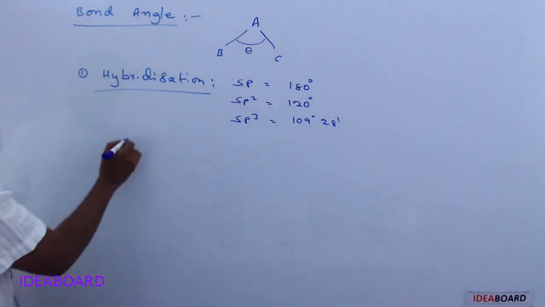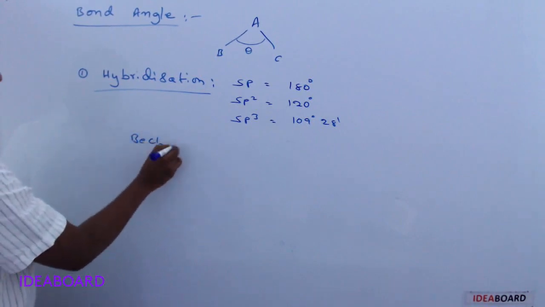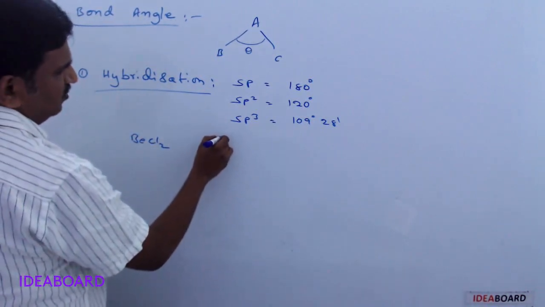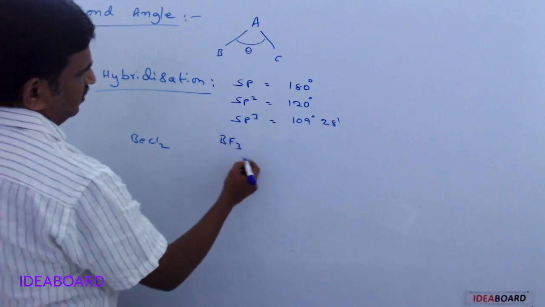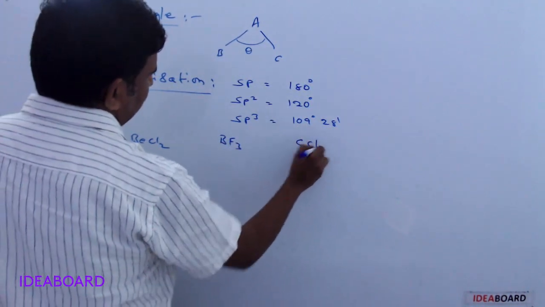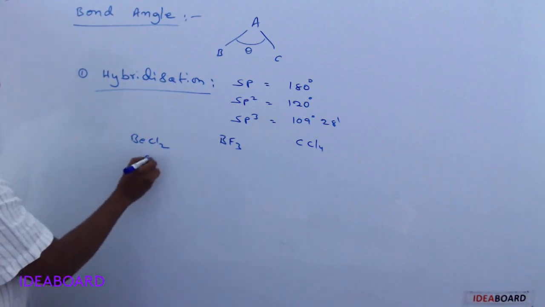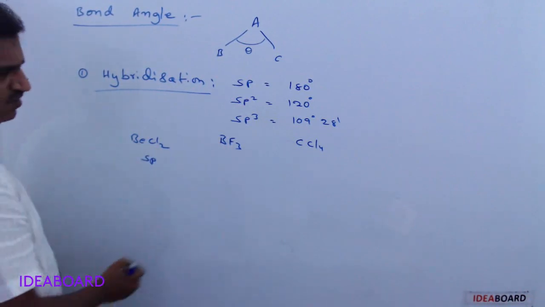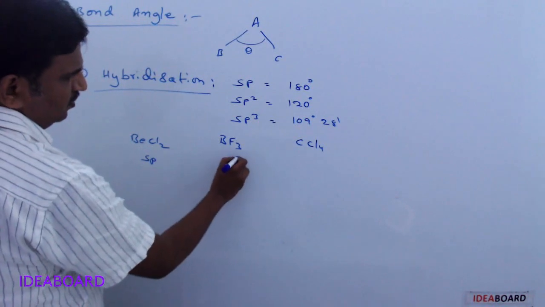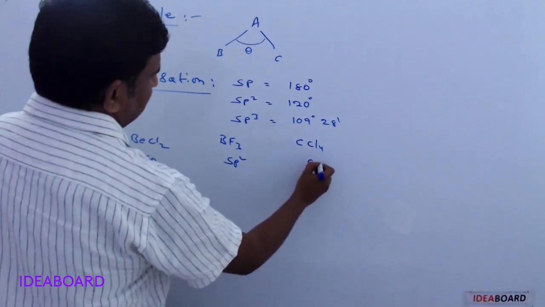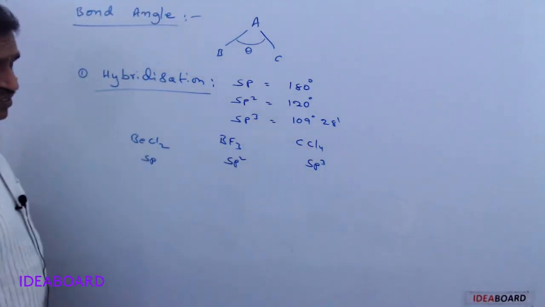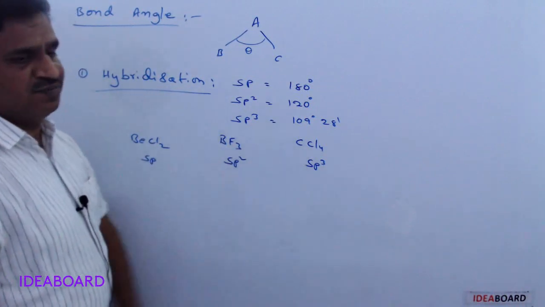For example, I have BeCl2, I have BF3, and I have CCl4. In these molecules, if we see, beryllium chloride undergoes sp hybridization, this one undergoes sp2 hybridization, and this one undergoes sp3 hybridization. The central atom is undergoing different hybridizations.